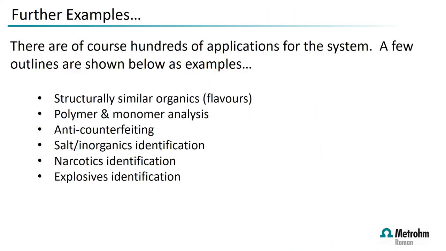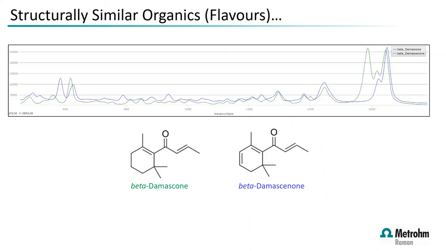There are a huge number of different applications for the Raman, but I've provided a few examples on the page below showing some interesting work which we carried out previously. This is some identification of extremely structurally similar organics. These actually were two different flavors, and as you see, a little bit of a problem for the production environments because not only are the structures extremely similar, but also the names are.